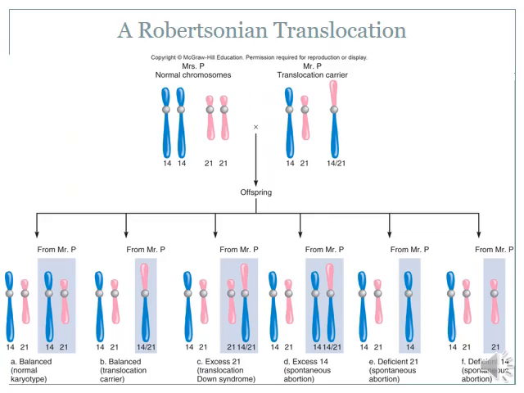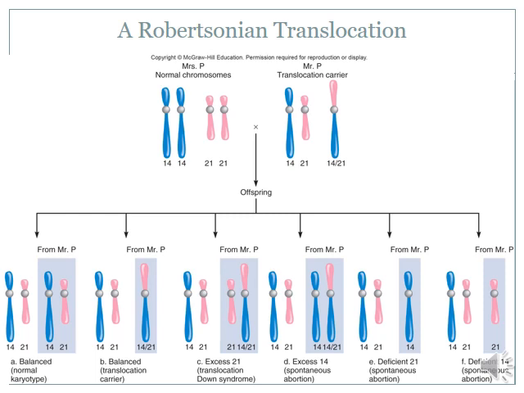Let's look at an example of a Robertsonian translocation with Mr. P and Mrs. P. Mr. P is a translocation carrier and Mrs. P has normal chromosomes. Mr. P has 45 chromosomes because the long arm of one chromosome 14 has joined the long arm of one chromosome 21. He has no symptoms. Mr. P makes 6 different types of sperm.